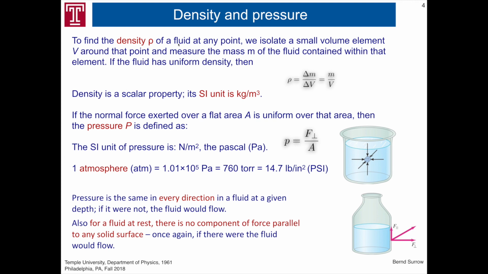To find the density of a fluid at any point, we isolate a small volume element, delta V, around that point and measure the mass delta m of that fluid contained within that element. If the fluid has a uniform density, then you can take any volume and take the respective mass and form the ratio delta m over delta V. That has to be, of course, the same as the total mass divided by the total volume. That is what we refer to as density. In SI units, mass is measured in kilograms and volume in cubic meters, so density is in kilograms per cubic meter.